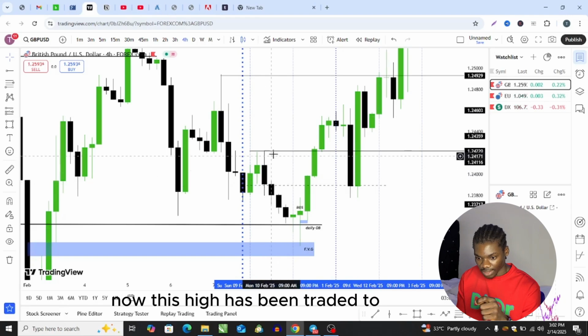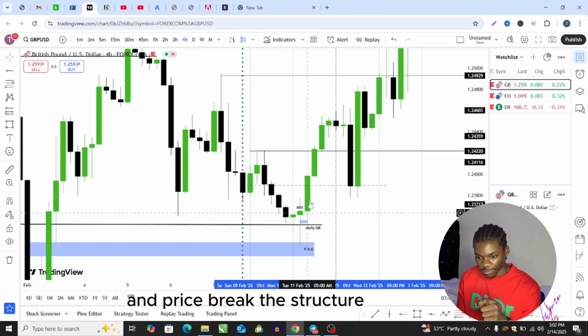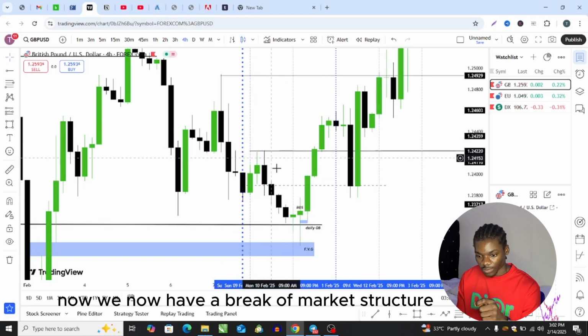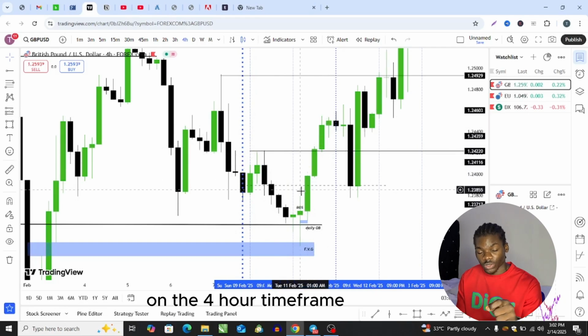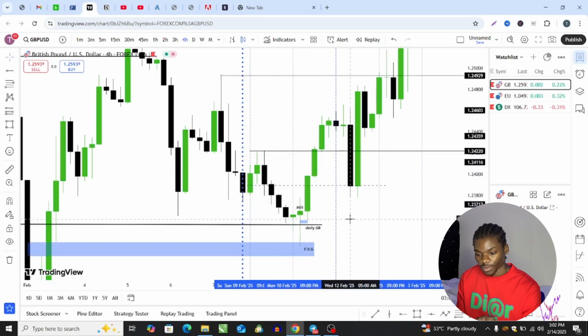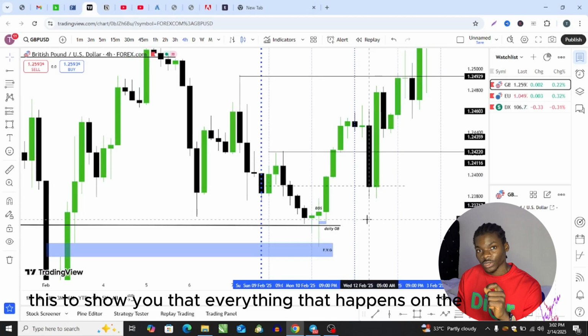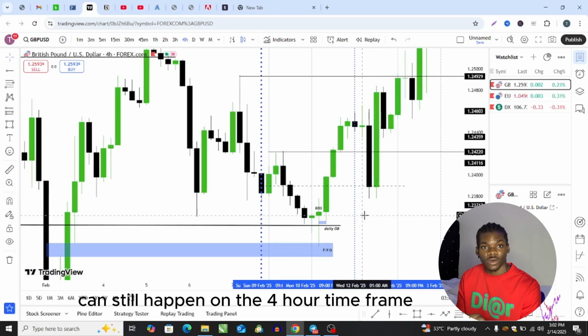Now this high has been traded to, and price broke the structure. Now we now have a break of market structure on the 4-hour time frame. This is to show you that everything that happens on a 1-hour time frame can still happen on the 4-hour time frame.